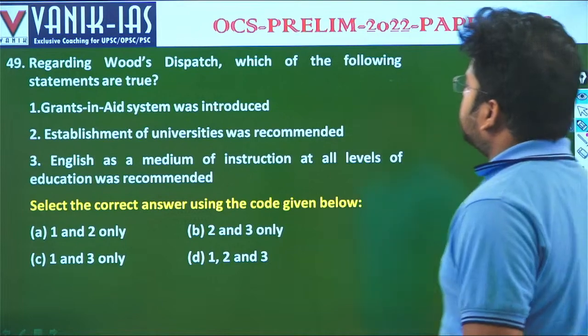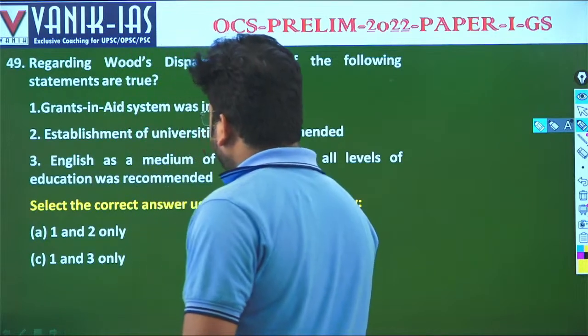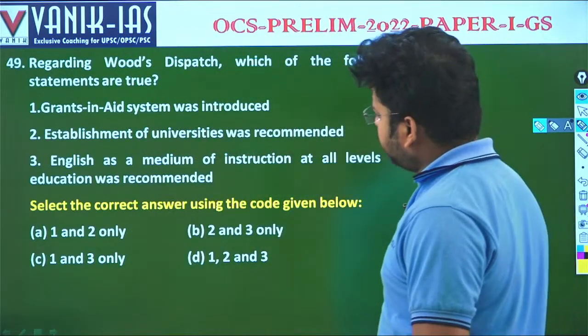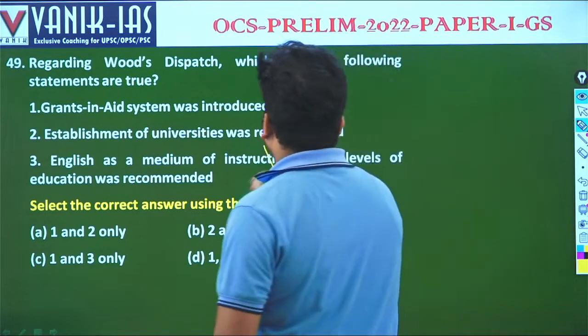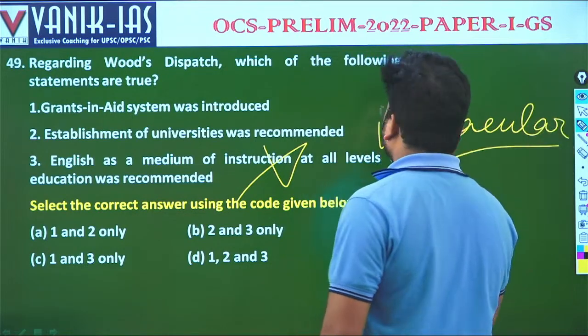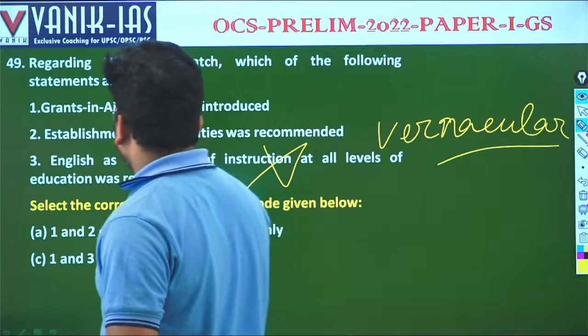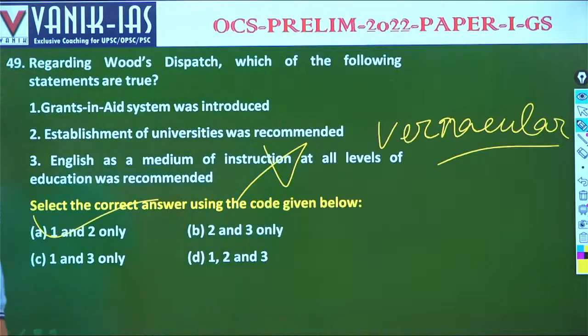Regarding Wood's Dispatch, consider the following statements. Grants-in-aid system was introduced. Establishment of universities was recommended. English as a medium of instruction at all levels of education? No, it supported vernacular education. Wood's Dispatch was 1854. But it supported vernacular education. So 1 and 2 are right. Grants-in-aid system was introduced and establishment of universities recommended, but the medium is not English; vernacular languages are recommended. So options 1 and 2 are right.